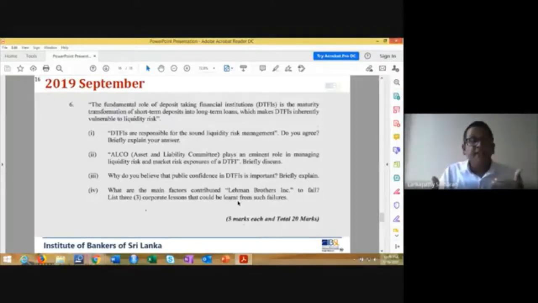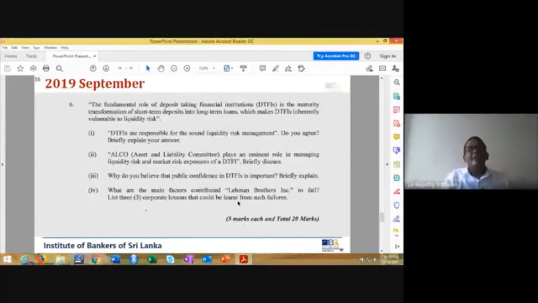So there will be a maturity mismatch, because they are getting 1 million from a customer for 1 year and then granting the 1 million for 5 years. Then after 1 year, they have the obligation to repay the depositor. So they have to manage that liquidity. So it is inherently vulnerable to liquidity risk.